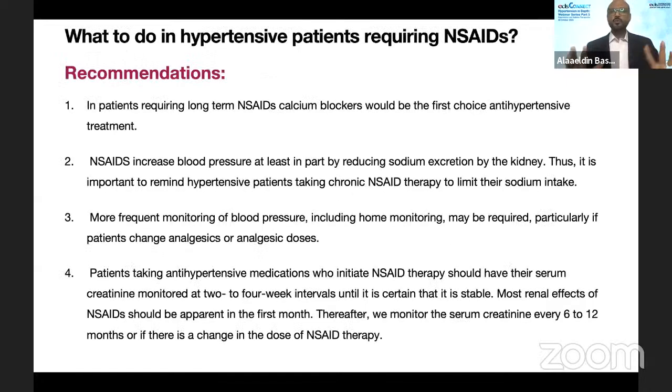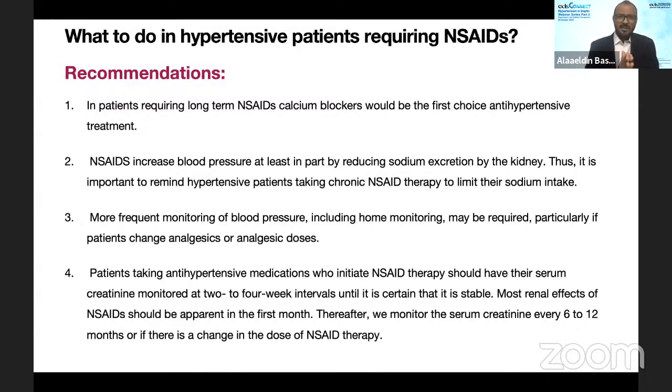So what will be the advice? If I have a patient with, let's say, rheumatoid arthritis or any osteoarthritis, this patient has to be on non-steroidal anti-inflammatories, and this patient is basically hypertensive. So what should I do? So the first thing, I guess, you choose the antihypertensive that doesn't interfere with non-steroidal, and that is the calcium channel blocker. So in this group of patients, calcium channel blockers would be the first choice.